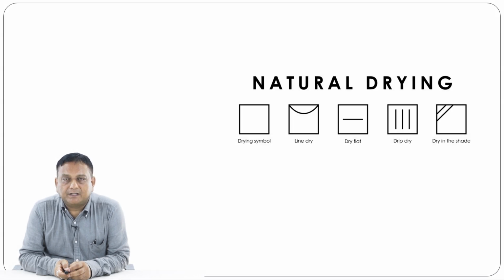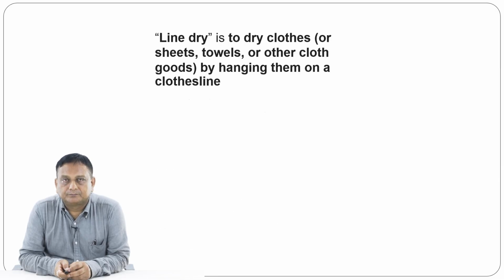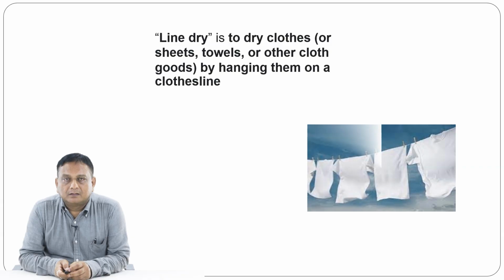Natural drying, there are various natural drying processes available. You can see the line dry symbol, then dry flat symbol, drip dry symbol, and dry in shade symbol. So different symbolic representations of natural drying are also there. Line dry, what do you mean by line dry? Line dry is to dry the clothing or sheets or towels by hanging them on a clothes line. That is called line dry.